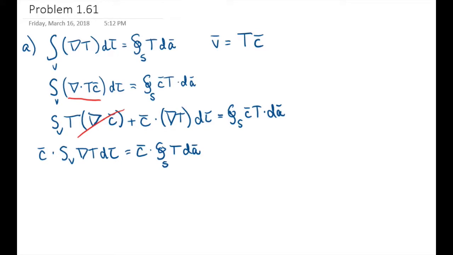Now, cancellation is normally not valid for dot products. Recall that instead of cancellation, all we can say about two dot products where a dot b equals a dot c is that a dot (b minus c) equals 0, which means either that b equals c or that b minus c happens to be perpendicular to a. But in this case, because c is arbitrary, we can just cancel the c, and then we're left with the result.